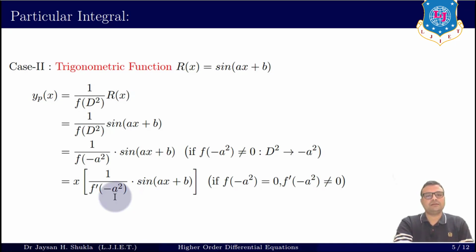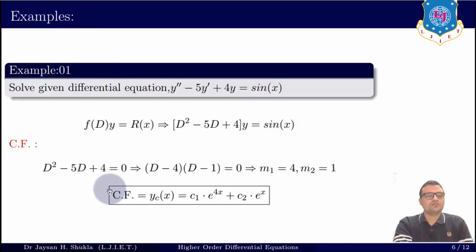Let us see some examples. Suppose I want to find solution for this. The question is: solve the given differential equation y double dash minus 5y dash plus 4y equals sin x. In this case, I will take f of D y equal to r x as D square minus 5D plus 4 times y equals sin x. This is nothing but the differential form of given differential equation.